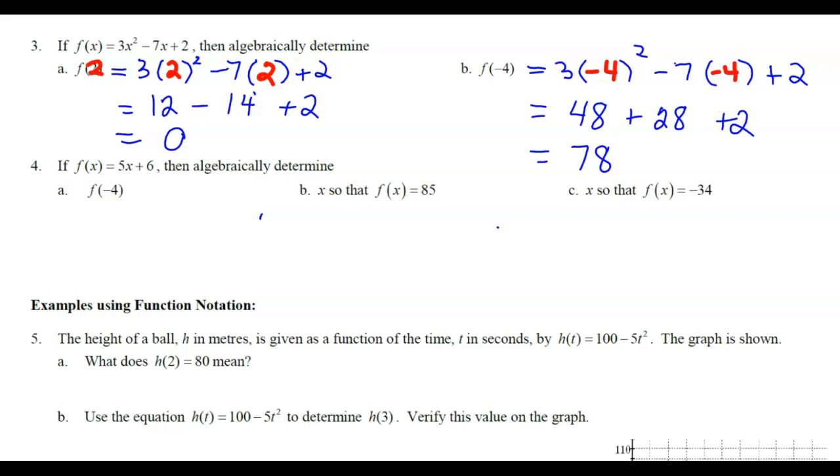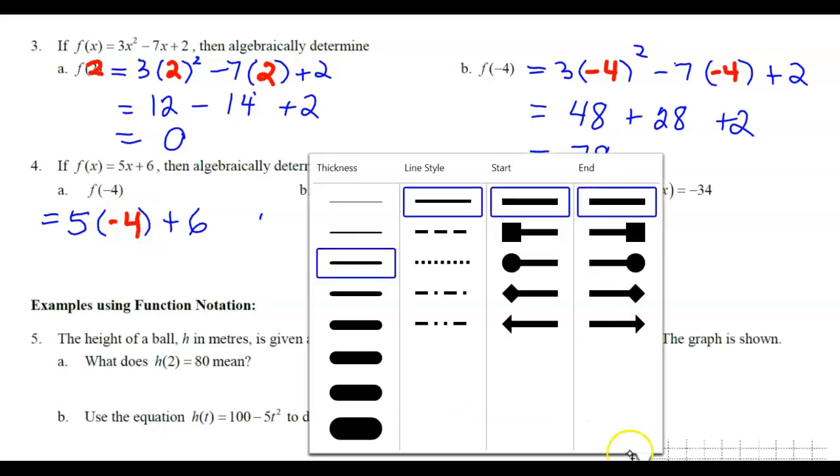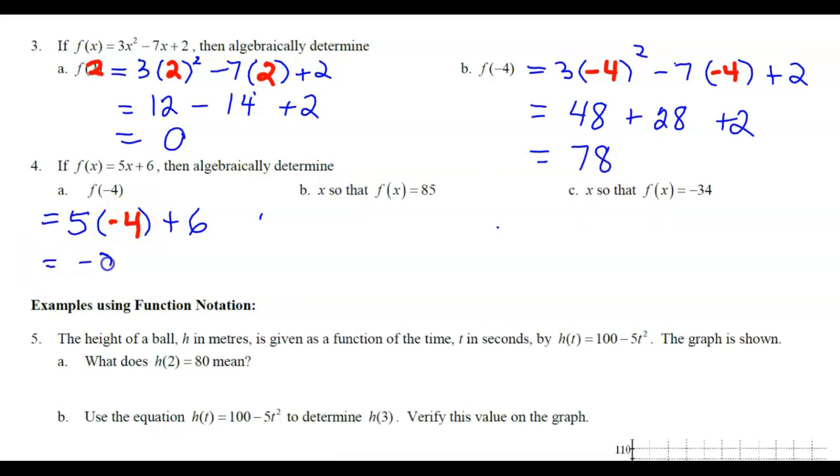Okay, so next one. Different function here. So this is still called f of x, but it's a different f of x. In this case, it's 5x plus 6. So determine f of negative 4. So that's going to be 5 bracket, and then I'm going to put in negative 4 here. And then evaluate that. So really, once you put the numbers in, it's pretty easy stuff. It's order of operations.